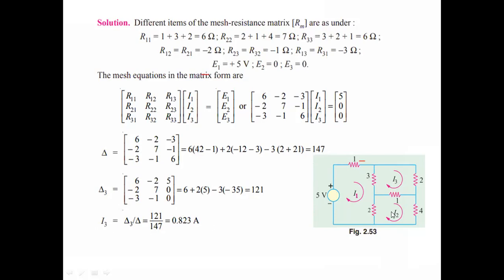Suppose we want to find I2, so I2 is obtained as delta 2 by delta. After determining the currents, you can find the voltage drop across any resistor. If they ask for the voltage drop across the 2 ohm resistance in this loop, you find I3, and I3 into 2 ohms gives the voltage drop, 0.823 into 2. Like this we can obtain the corresponding currents and voltage drops by using KVL.